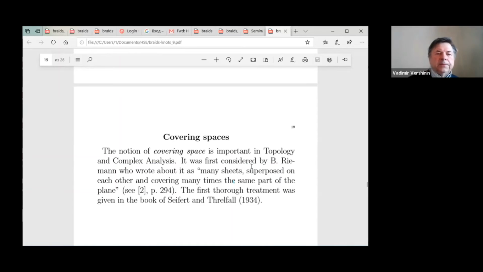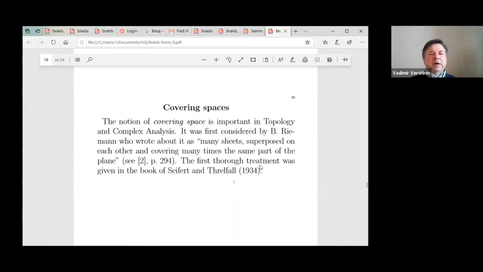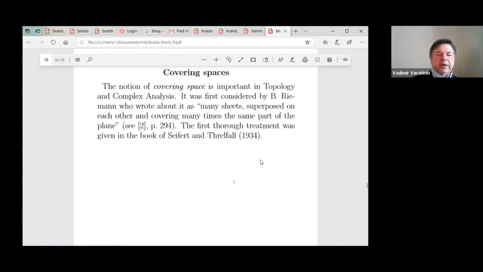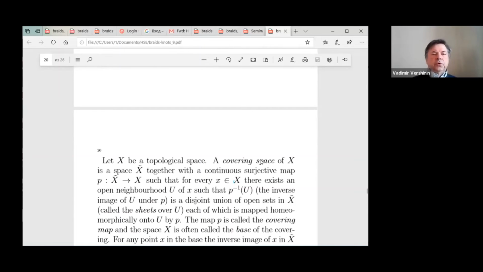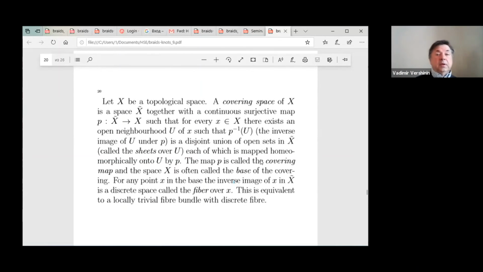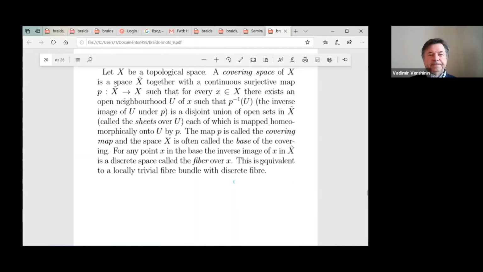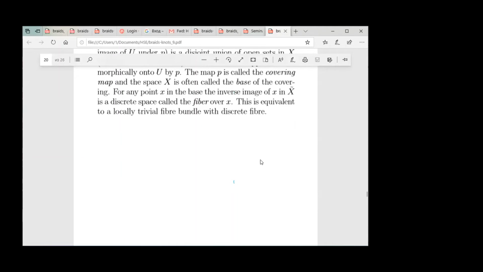So something about the covering space. Natalia, did you meet covering spaces in your life? Yes. Very good. Rafael?